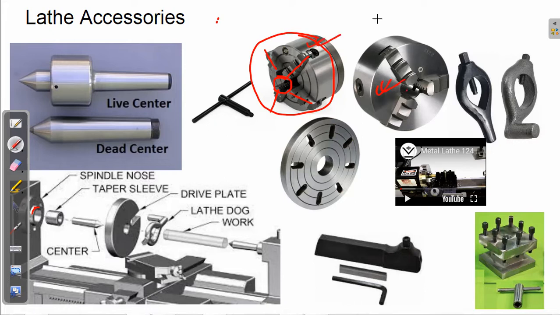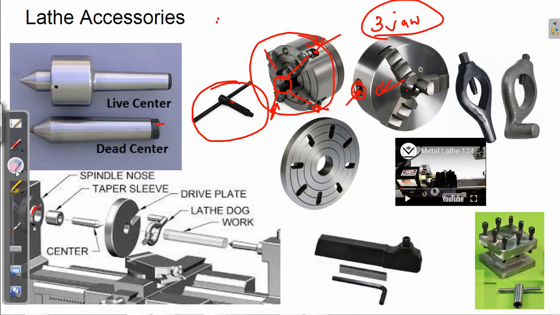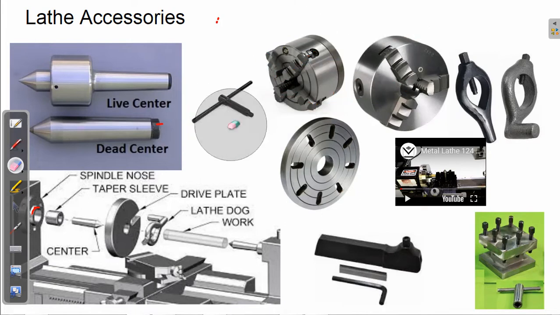In case of a three jaw chuck, here you can see this is the end where, with the help of this key, you can adjust the jaws. In a three jaw chuck, if you adjust one particular jaw, automatically the other jaws will be adjusted. In case of a four jaw chuck, you have to adjust the four different jaws independently with the help of this chuck key. So the main purpose of using a chuck is to hold the job at the headstock.